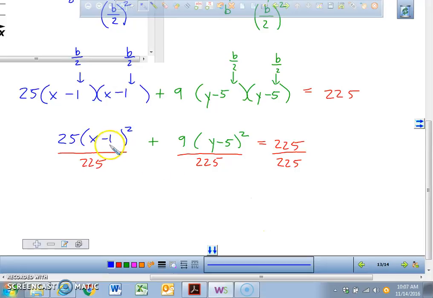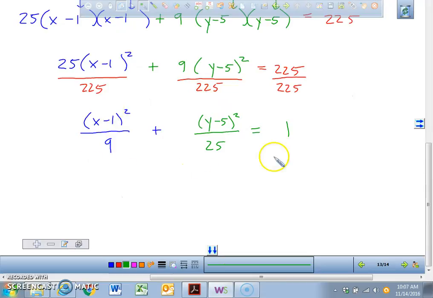Right, but then you would put x minus 1 squared over 1, and you put y minus 5 squared over 1. This time, 25 goes into 225 how many times? It goes into it 9 times. Plus 9 goes into 225 how many times? 25 times, that's right. And now this is all equal to a 1.